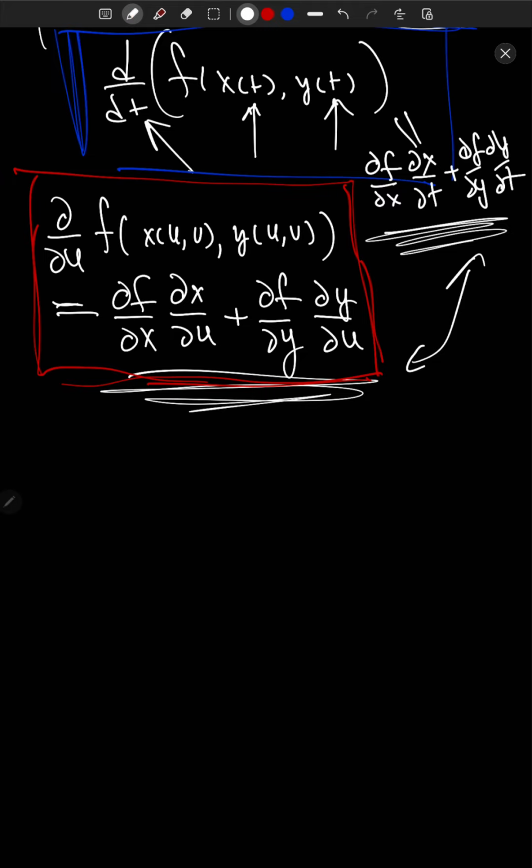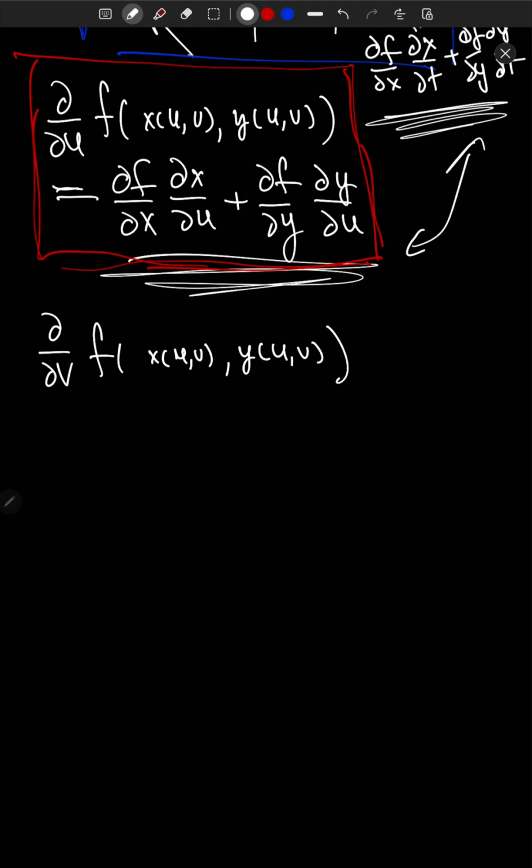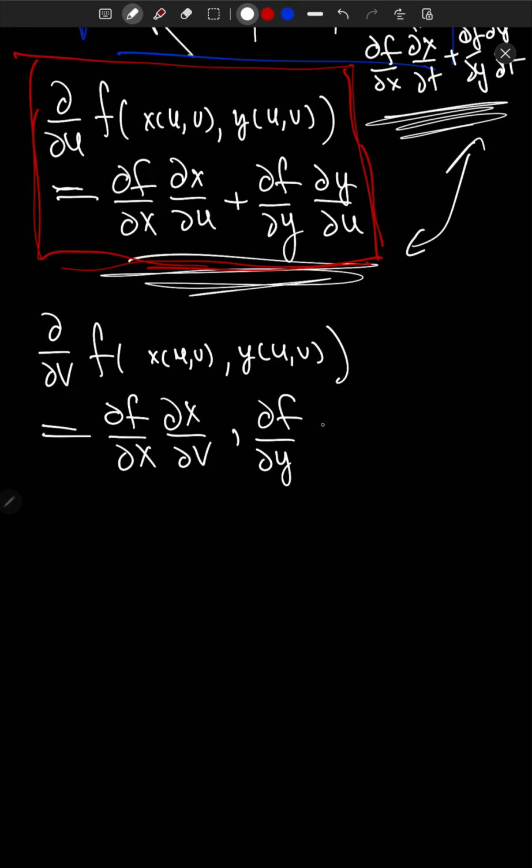Okay, and of course, if you want df/dv of f of this composition, f of u, x of uv, y of uv, again, it's just the chain rule we have been doing: df/dx dx/dv, plus df/dy dy/dv. And of course, there are no derivatives with respect to u in either of these two terms, because u is a constant. There is no mention of u at all. v is the variable that's moving around.